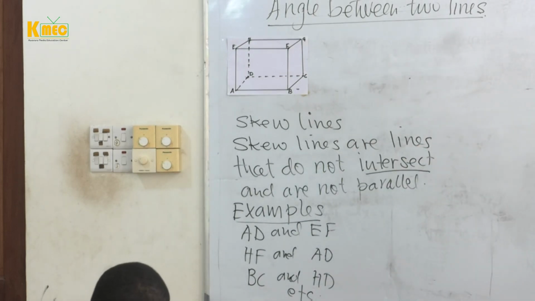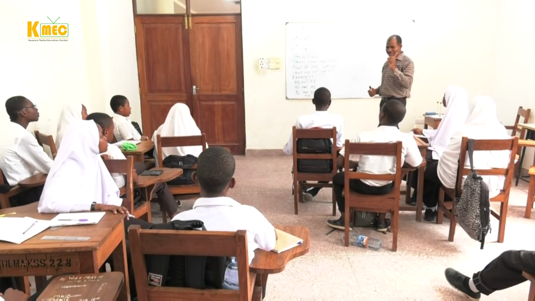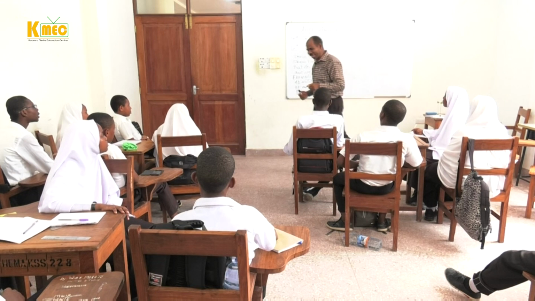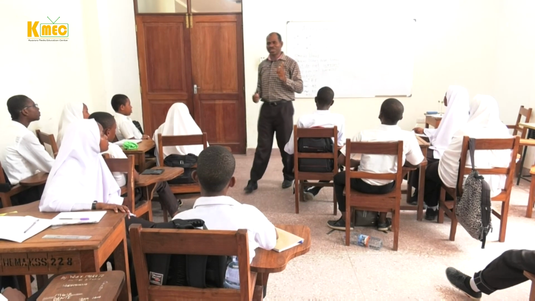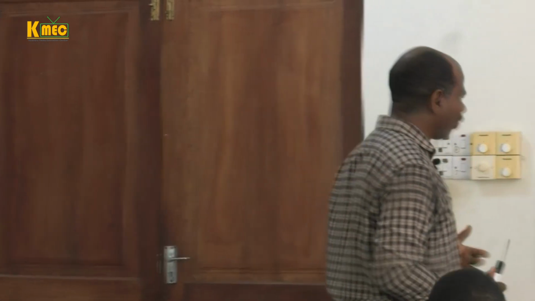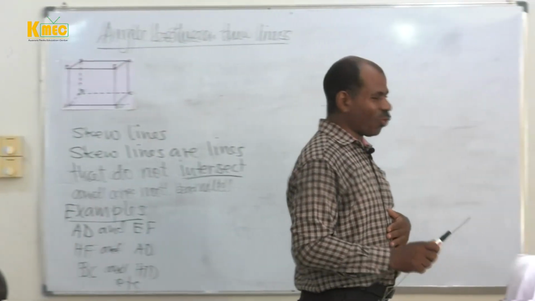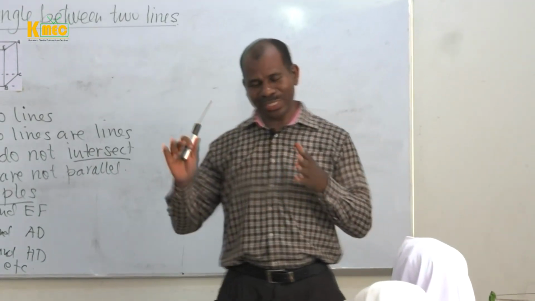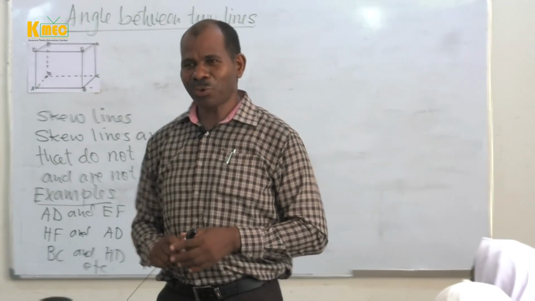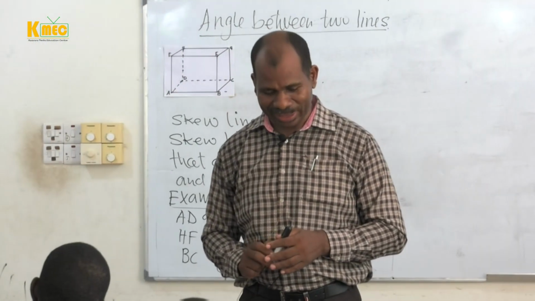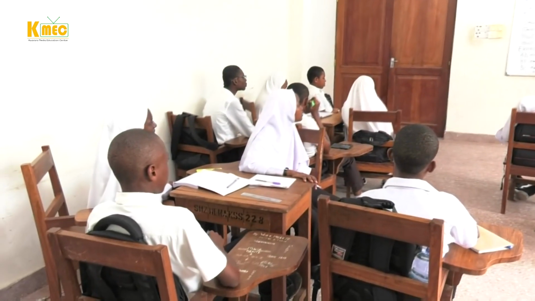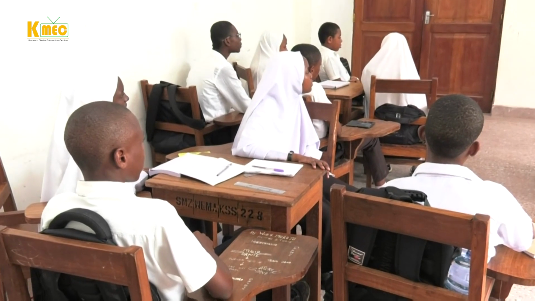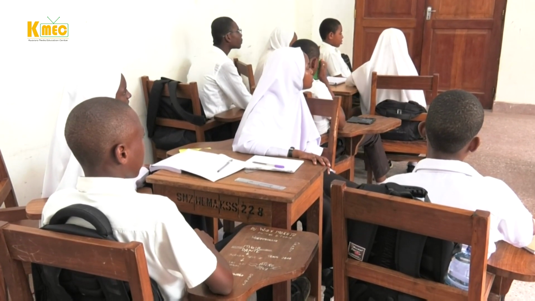The concept is what? It is only two conditions. One, the lines must not be parallel. Next, they must not intersect. Okay? So how could we find the angle between lines which do not intersect? It is possible to find the angle between lines which do not intersect.